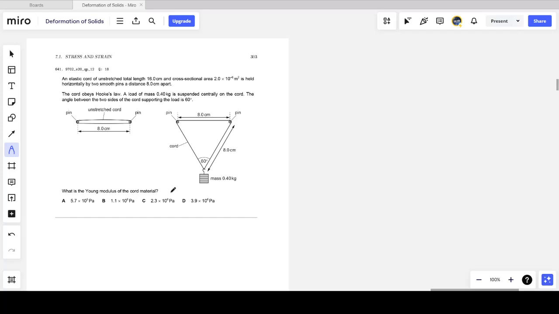The cord obeys Hooke's law. A load of mass 0.4 kg is suspended centrally on the cord, and the angle between the two sides of the cord supporting the load is 60 degrees. And we want to find the Young's modulus of the material of the cord.